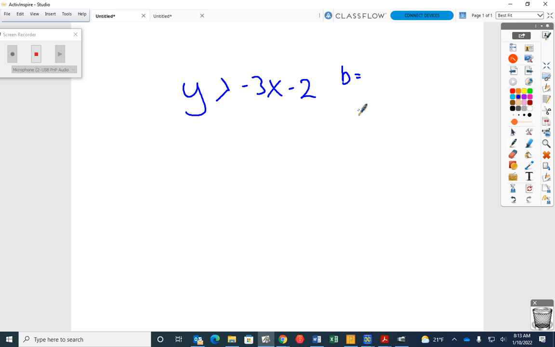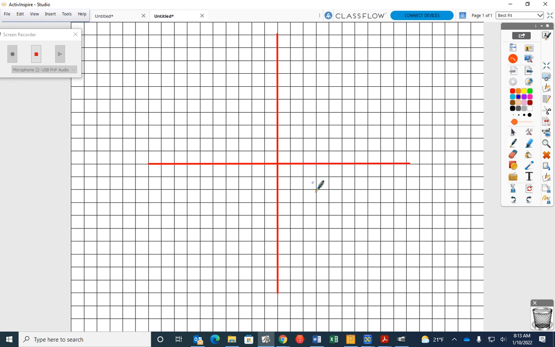You need to find the slope and the y-intercept. What's the y-intercept? Negative 2. What's my slope? Negative 3 over 1. Negative 3. You guys agree? Can I graph this? Well, my y-intercept is negative 2. How do I graph negative 3 over 1? Go down 3 and over 1.